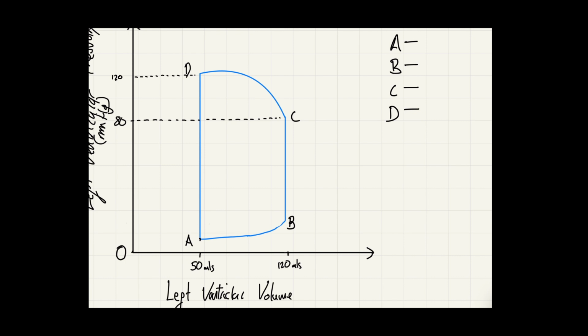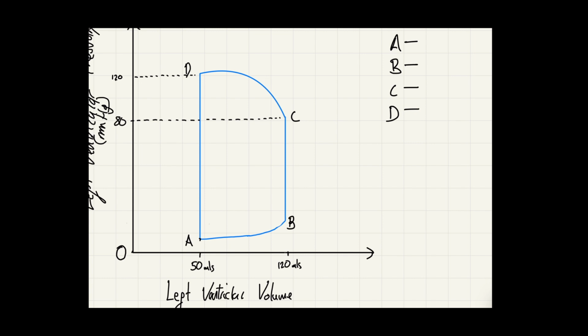At point A, down here, this is where the ventricle is at the lowest pressure and also the emptiest. And if you think back to your cardiac cycle, that's going to be the point at the end of isovolumetric relaxation and the beginning of diastolic filling.